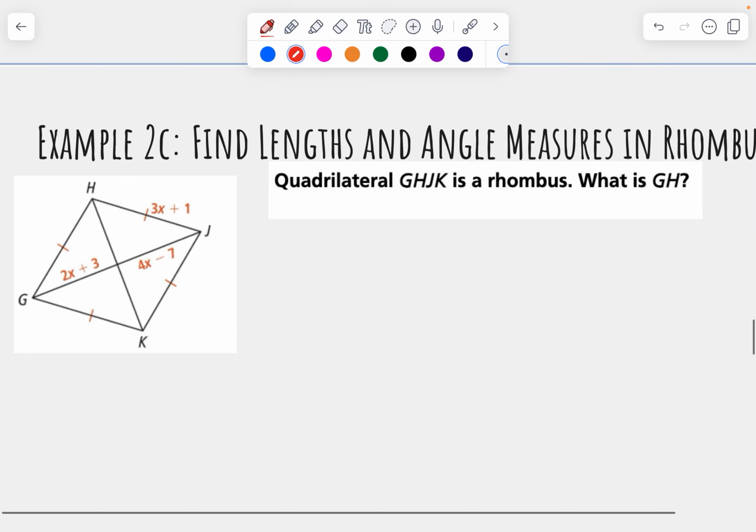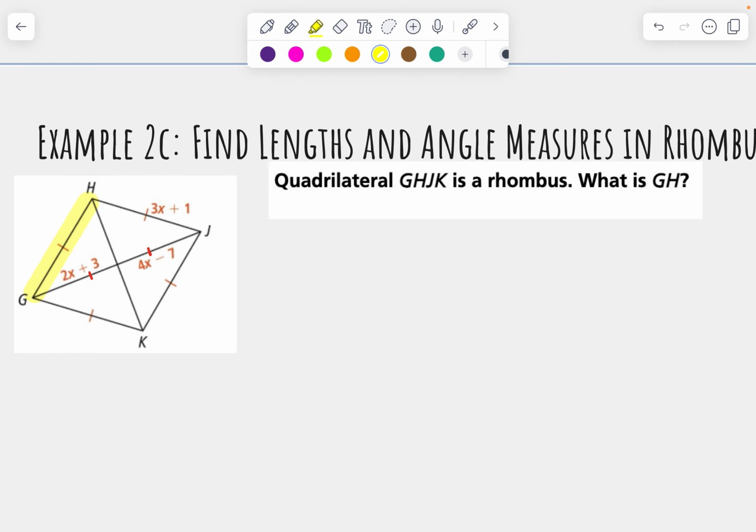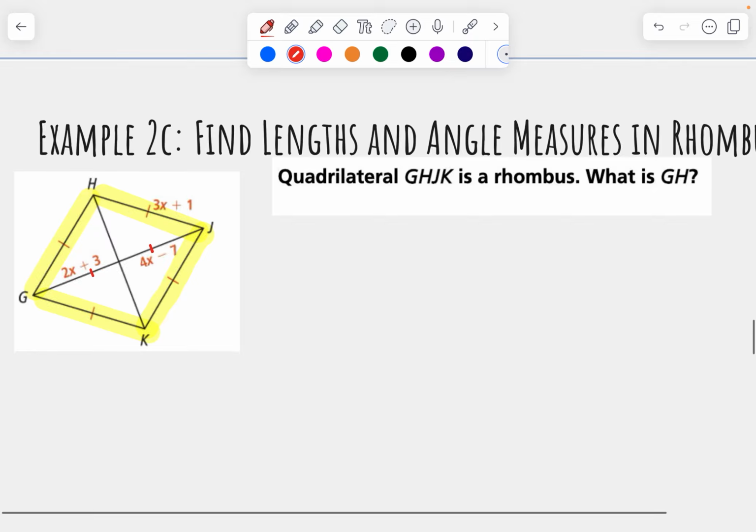And again, because this is also a parallelogram, I know that those two parts of my diagonal are the same. They want us to find GH, so they want us to find this side. Well, remember, all four sides are the same. So if I can find HJ, then I can find GH, but before I can do that, I need to find X.